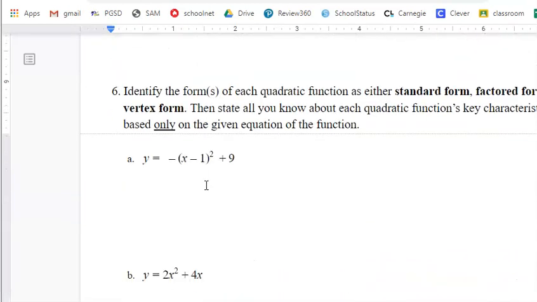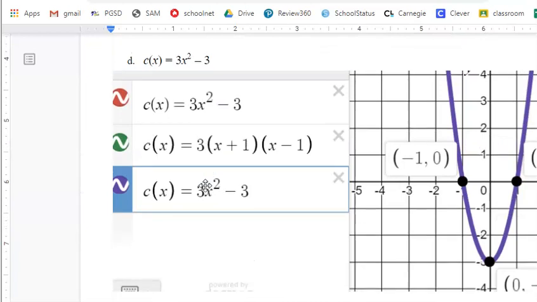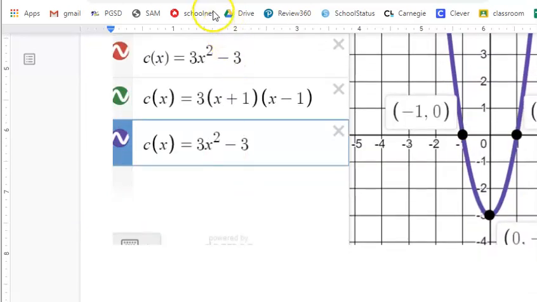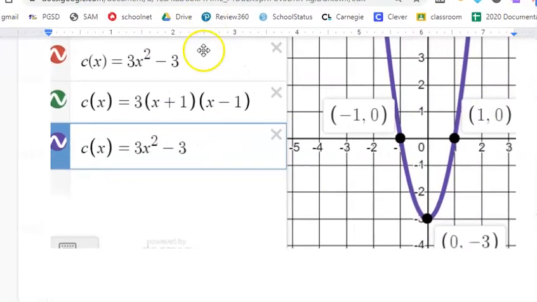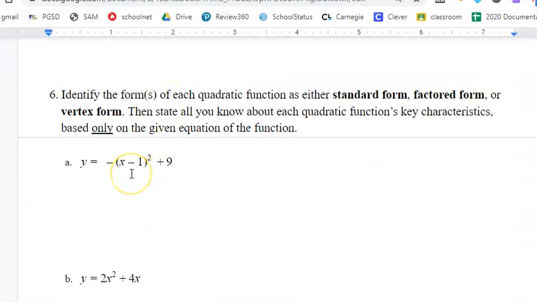All right, the next page, you're not really doing Desmos. In fact, you really shouldn't unless you have to. Your goal here is to answer these questions from what you've learned. So let's see what we've learned. It says identify the form of each quadratic function as either standard form, factored form, or vertex form. And then state all that you know about that quadratic function's key characteristics based only on the equation.